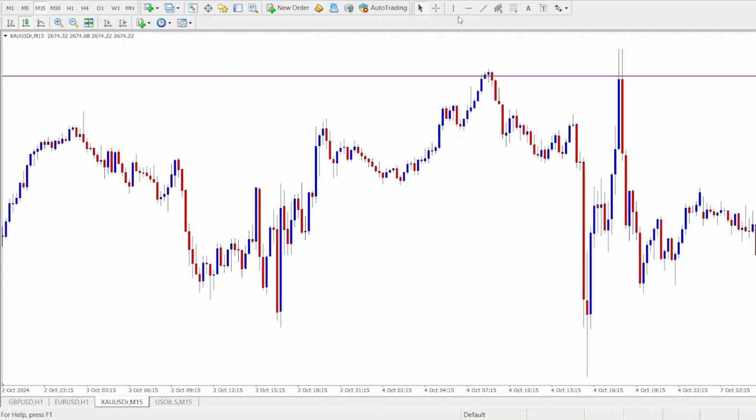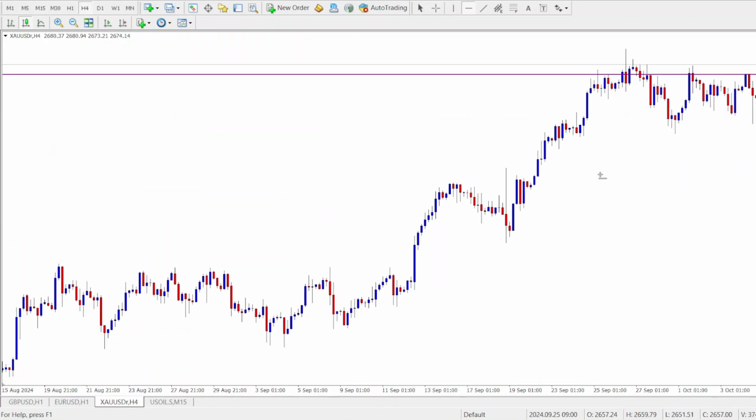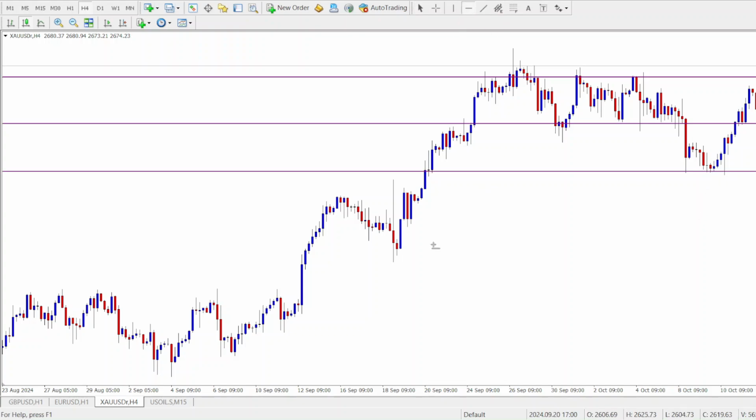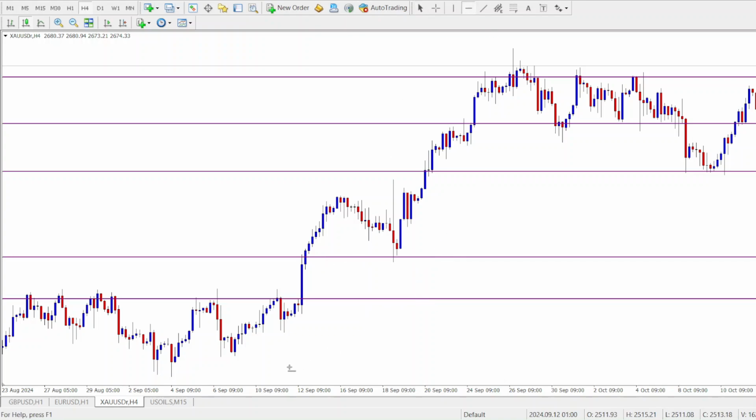We need to identify key support and resistance levels, right? We are on the 4-hour chart, by the way. Identify key support and resistance levels because they play a very crucial role. They're very important.